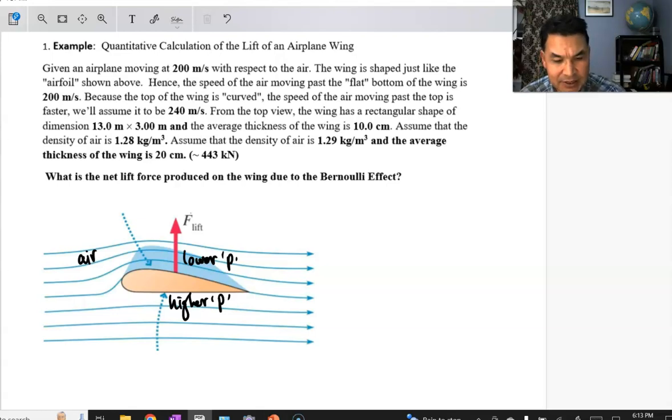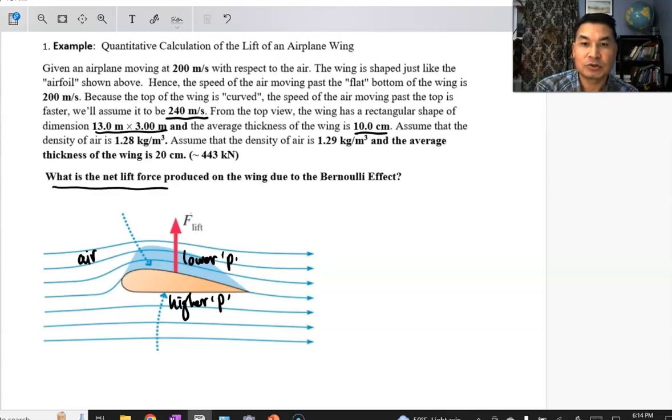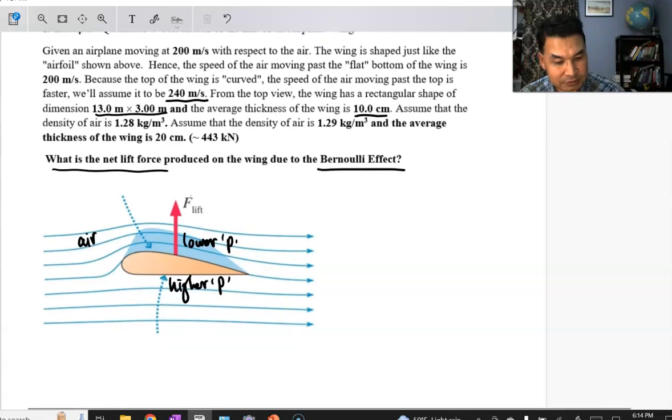Given the information, let's say that in this particular problem, which is just an example, the airplane is flying at 200 meters per second. That means the air speed on the bottom of the wing is 200 meters per second, and because of the airfoil design, the air molecules are traveling at 240 meters per second on the top of the wing. That's the difference in speed, and this is the average thickness, and this is the size. Based on that, what is the net lift force produced on the wing due to this Bernoulli's effect that we mentioned in the previous lecture?